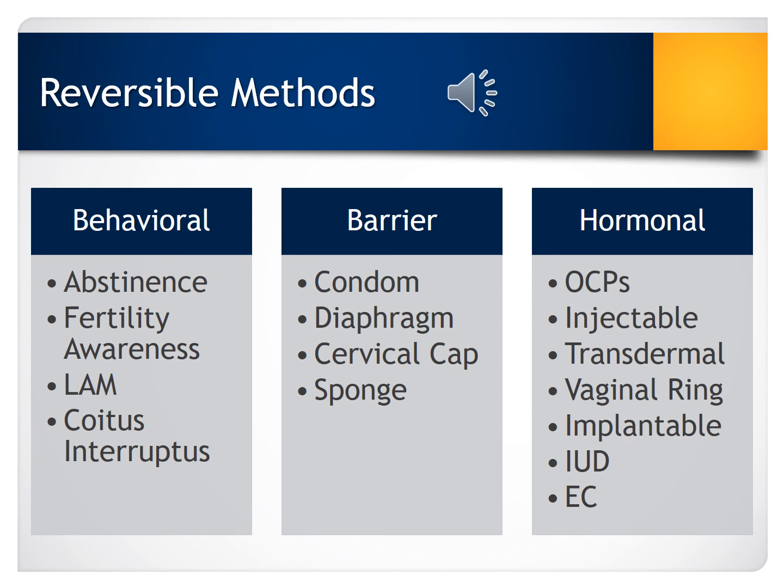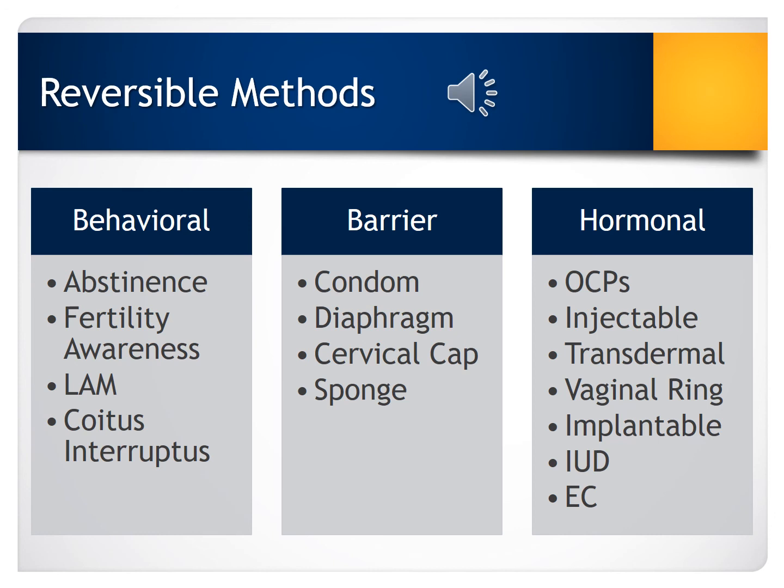The second category is barrier methods, which includes both female and male condoms, diaphragm, cervical cap, and sponge. Just as the name suggests, these methods create a barrier so sperm cannot enter the uterus, therefore not being able to connect with a mature egg and fertilize it.